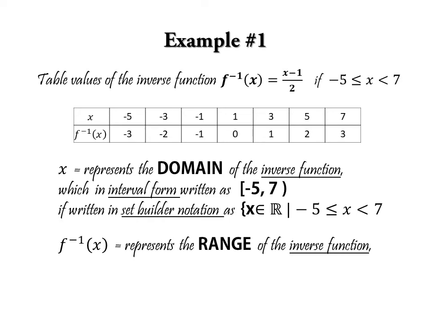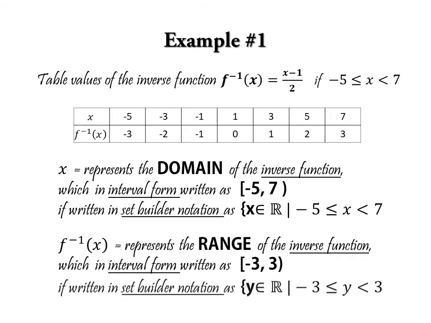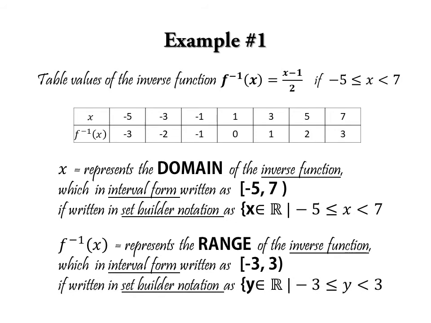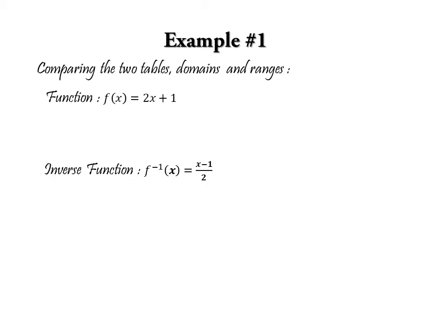And for the inverse function, those values represent the range of the inverse function, which in interval form, we can write as closed interval minus 3, 3, open interval. If we're going to write that one in set builder notation, we can write that one as y is an element of R, where y is greater than or equal to minus 3, but less than 3.